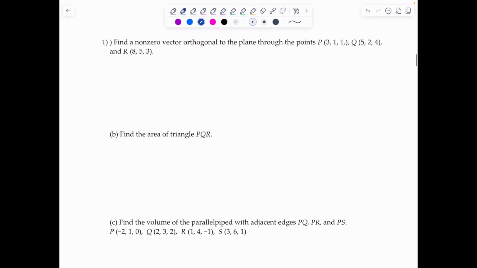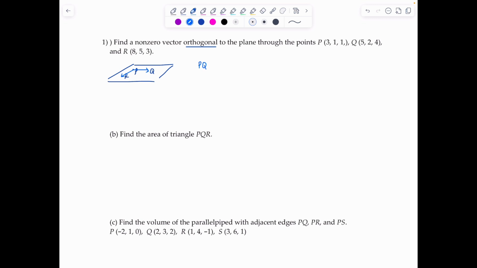First question says, find a non-zero vector orthogonal to the plane that goes through the points P, Q, and R. So just imagine we've got this plane here with 3 points P, Q, R, and we need some vector that's orthogonal to the plane. So pretty straightforward. You're just going to make two vectors that are in the plane. We can make PQ, PR, take their cross product, and boom, then we have a vector normal to the plane.